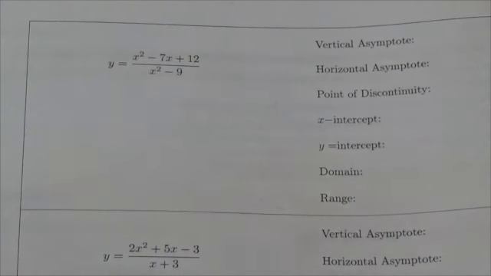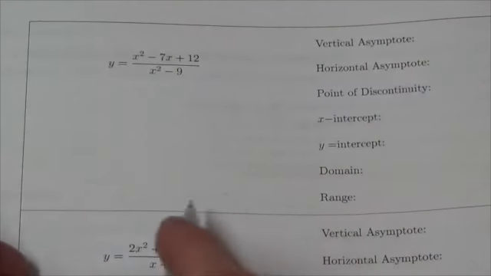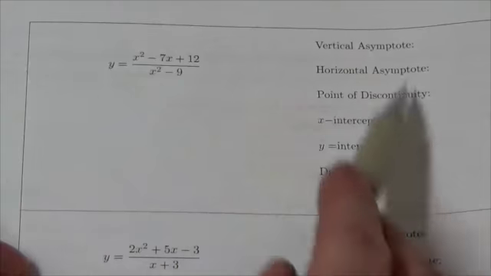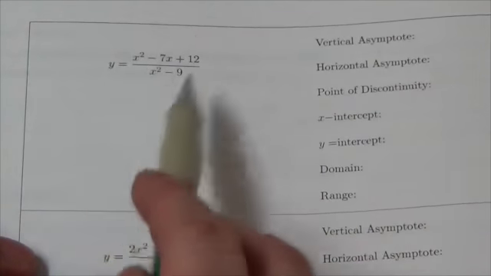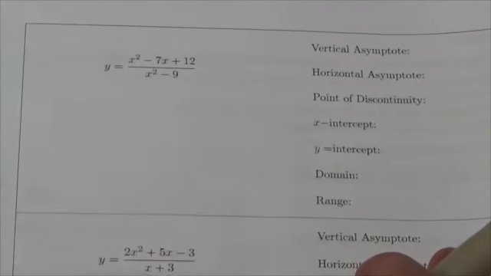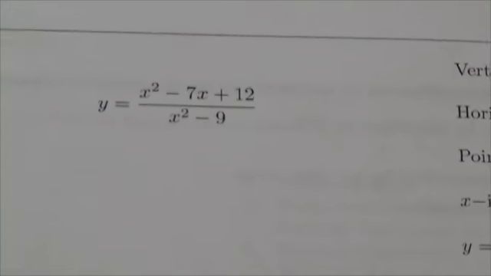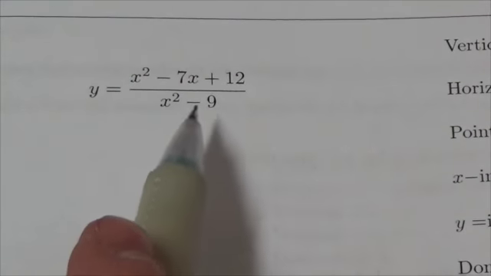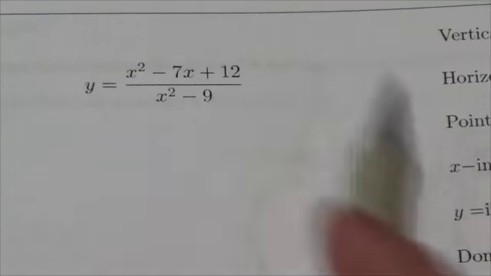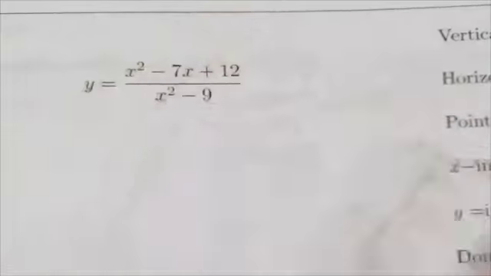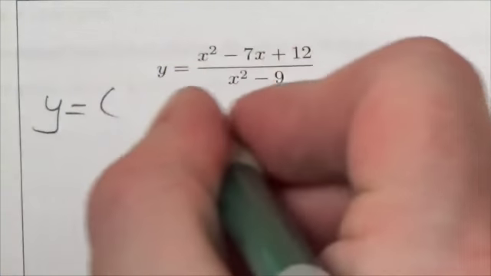All right, hi everybody. We're working through the chapter on rationals. So now what we're going to do is find all of these different pieces of this particular function right here. First of all, I'm going to zoom in on that a little bit. Okay, we're going to take a look at the function x squared minus 7x plus 12 over x squared minus 9. Now the first thing that I want to do here is some factoring. I want to simplify this.